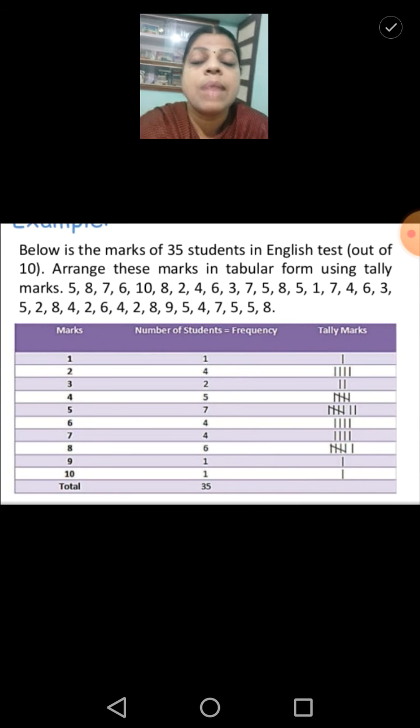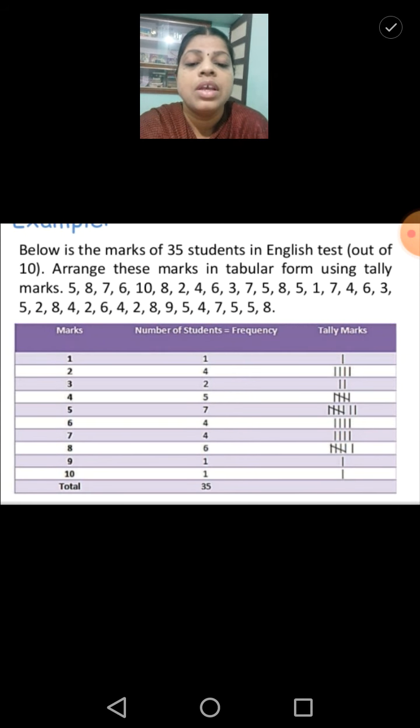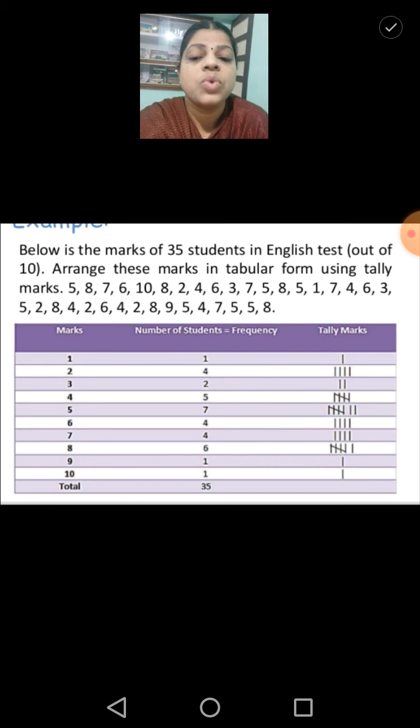Here is an example given for such a table. Here below are the marks of 35 students in an English test, out of 10. So what we have to do for this? We have to arrange these marks in tabular form using the tally marks.